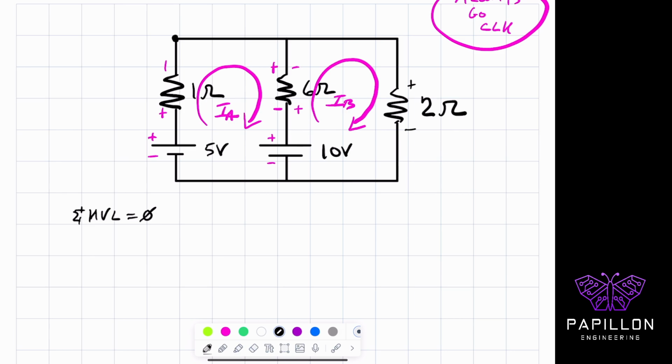So if I was to write KVL's equation here, let me also add one more thing for clarity, just to see if that helps you. And so we have 3 branches, right?